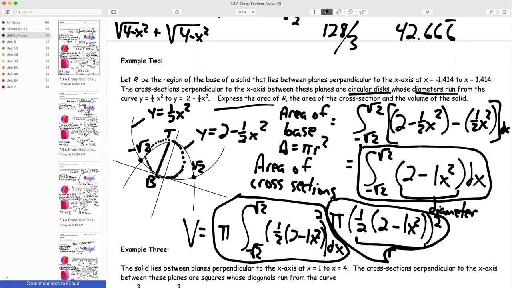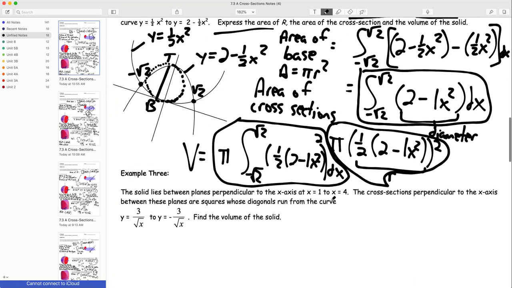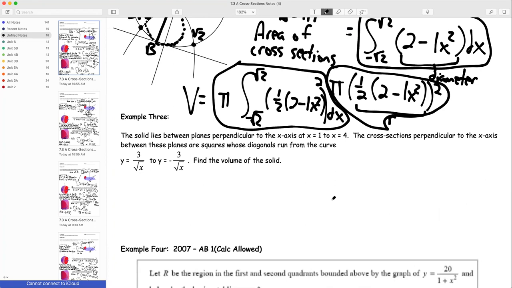Okay, here we go. Let's do another one. This one's fun. Okay, the solid lies between planes perpendicular to the x-axis at x equals 1 to x equals 4. So they are giving me the bounds. The cross sections perpendicular to the x-axis between these planes are squares whose diagonals run from the curve y equals 3 over the square root of x to y equals -3 over the square root of x. Find the volume of the solid.